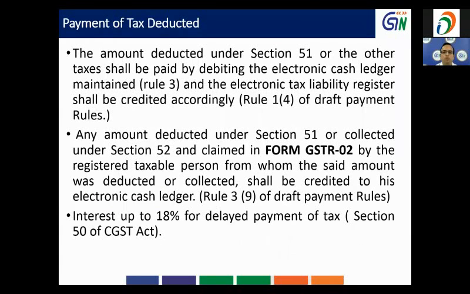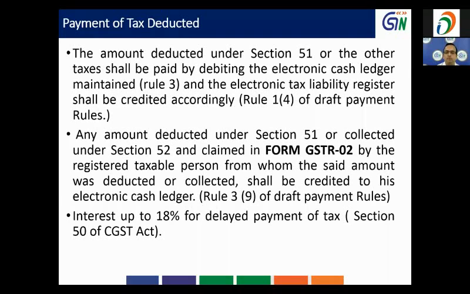So how does payment of the tax deducted have to be done? After using a challan, tax is paid to the government. Then that amount will be used for debiting the electronic cash ledger, and automatically the electronic tax liability register of the deductee will be credited. So that's how the smooth flow of the payment module will work.